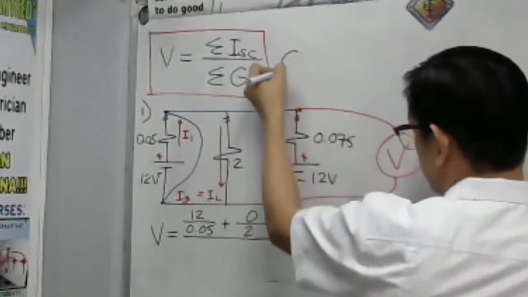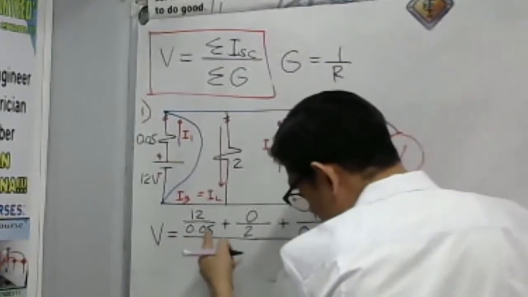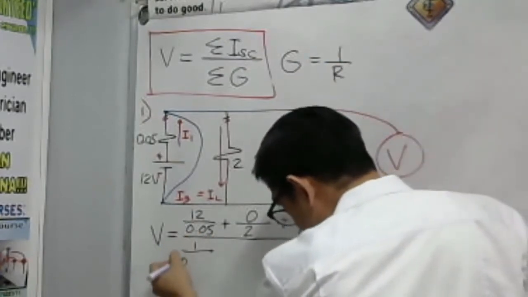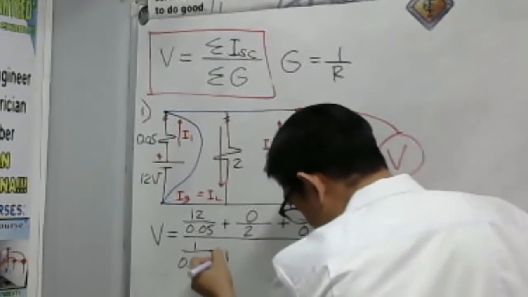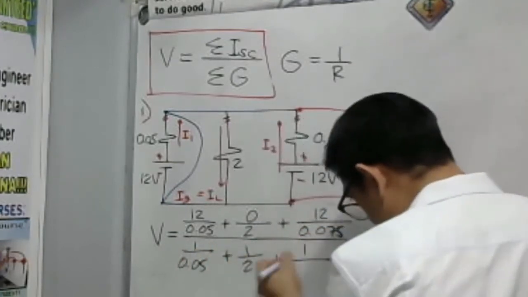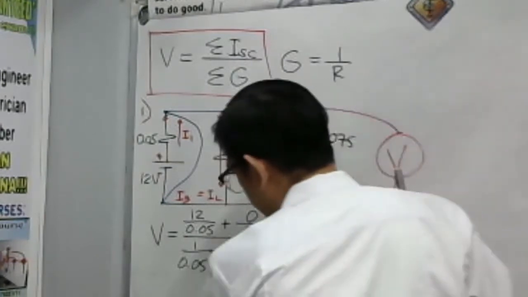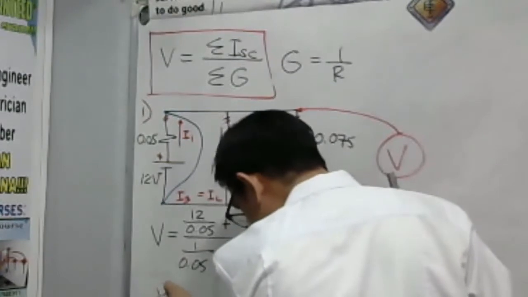And what about now the conductance? Take note that the conductance is the reciprocal of the resistance. So take a look here. So this is 1 over 0.05 plus 1 over, we have 2 here, then plus 1 over 0.075. Okay? So let us calculate our voltage V here.